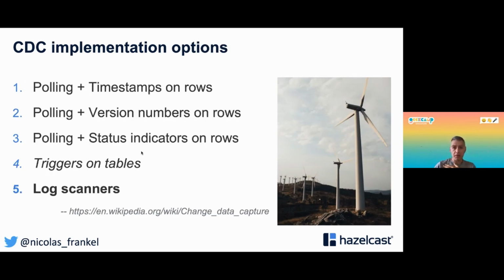As I mentioned, some of them are quite old. As you can see, the first three are based on polling. Basically, you add an additional column, and every time you poll, you check whether the latest timestamp has passed, and that means there has been a change, and then you check the change. You can do the same with version numbers or specific state indicators, but again, it's based on polling.